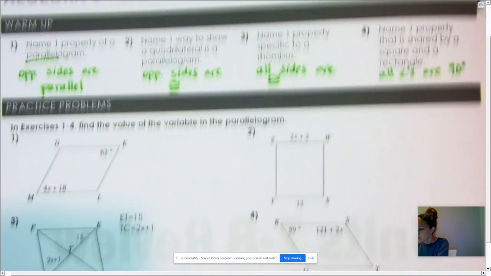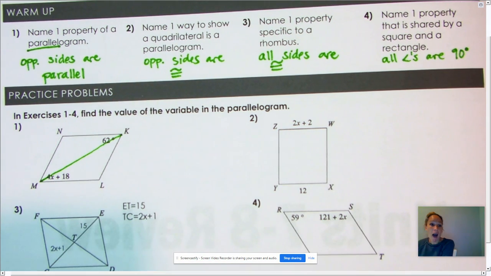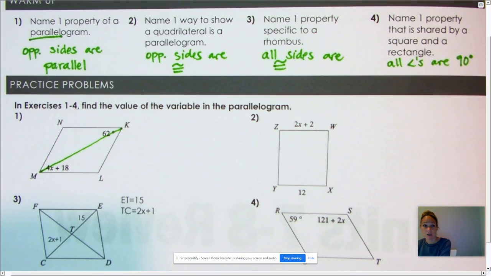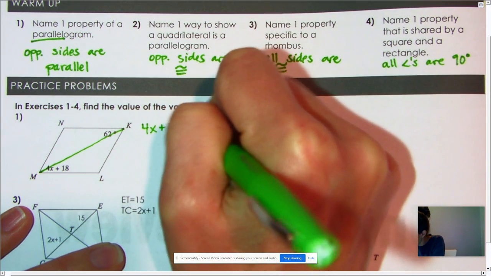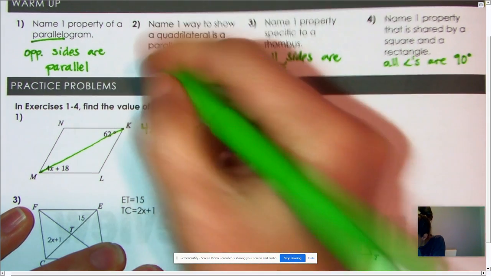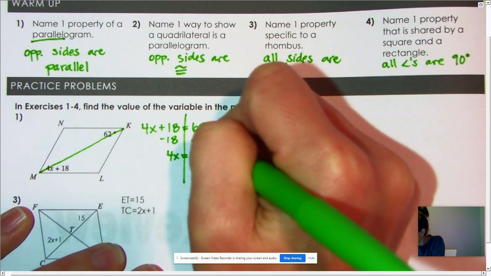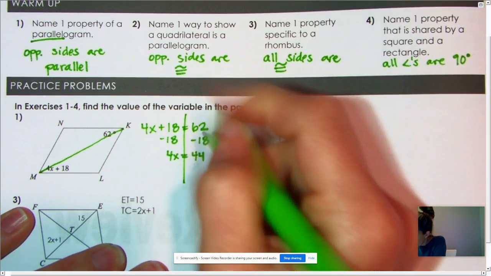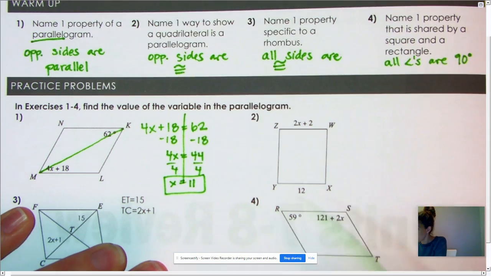Okay, so for number 1, remember that if the angles are opposite each other, they're directly across from each other and it makes a diagonal, those are equal. Opposite angles are congruent to each other. So I can write that 4x plus 18 is equal to 62. Then I would just solve that. If I subtract 18 on both sides, I get 4x is equal to 44. Divide by the 4, so x is equal to 11.